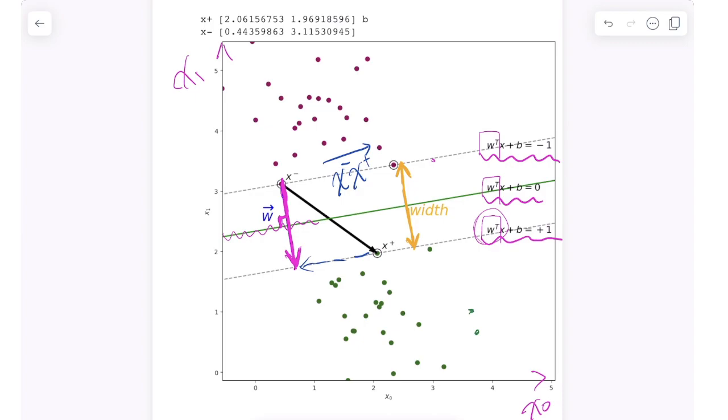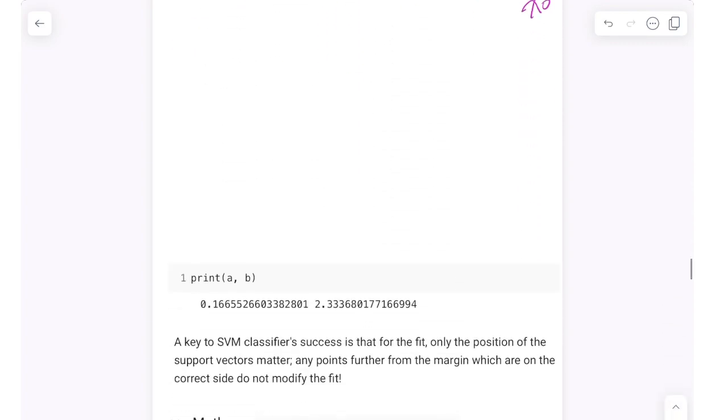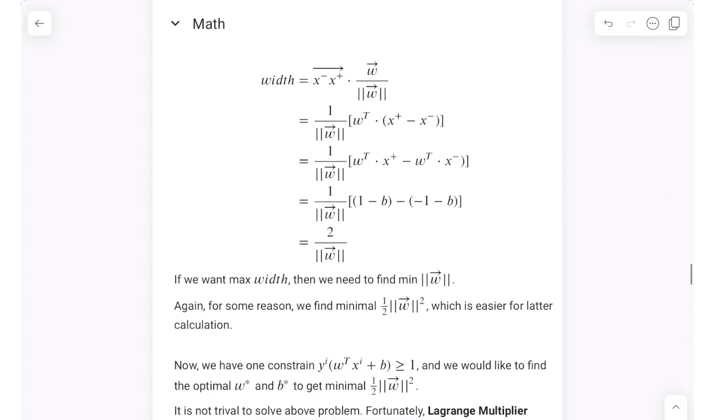Okay. So that we can find the coefficients, which are W and B. So that is the math. The width is the projection of these two vectors, and so on and so forth. So the result is we are trying to find this value. In order to maximize this value, we simply find the minimum of this W vector. Okay, so we simply find this one.